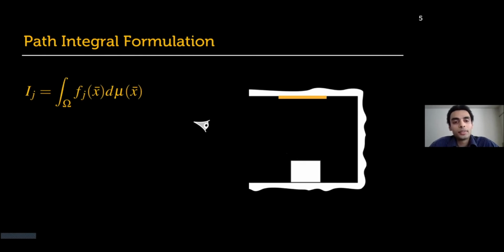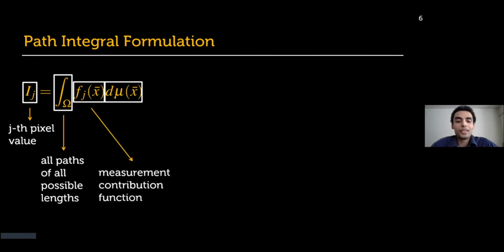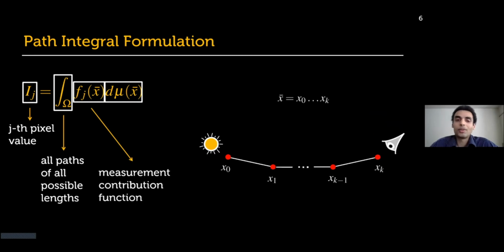Path integral formulation expresses the light transport problem as an integral over all light transport paths in a scene. Here, I_j is the response of the camera for the jth pixel. The integration domain is over all light transport paths in a scene. And F_j is the measurement contribution function that determines light transported along a light transport path. Light transport algorithms use Monte Carlo integration to evaluate this integral for all image pixels. Standard integration techniques are impractical for such high-dimensional integrals.